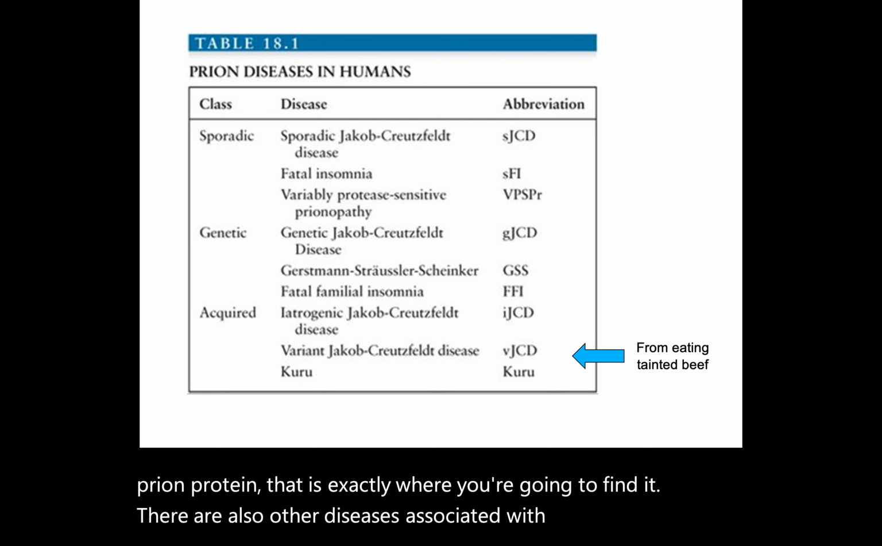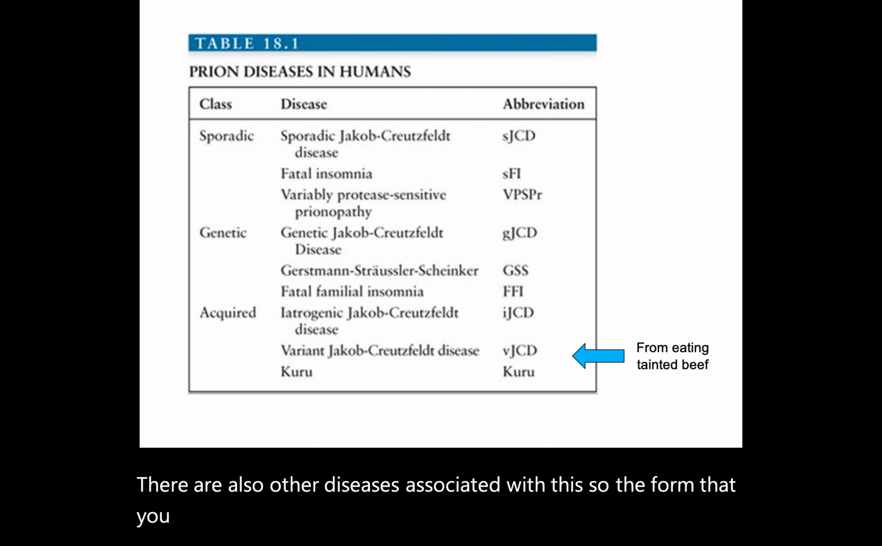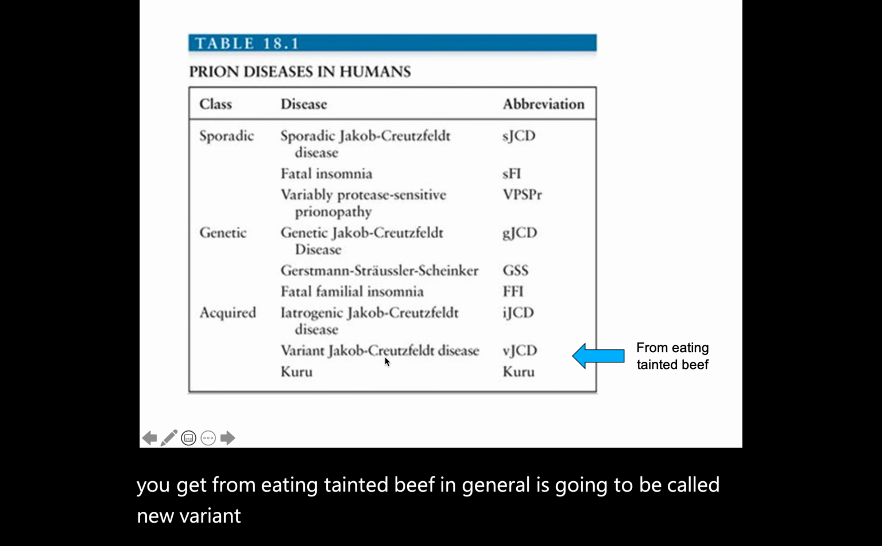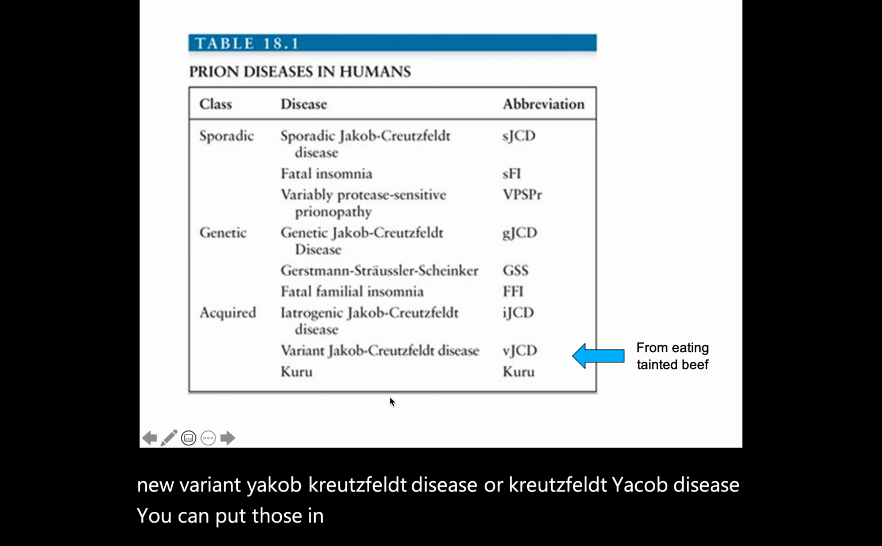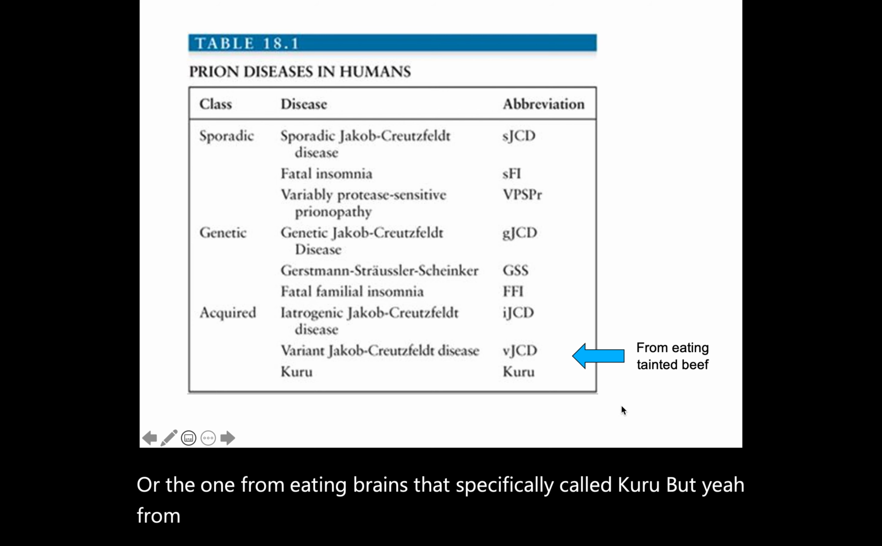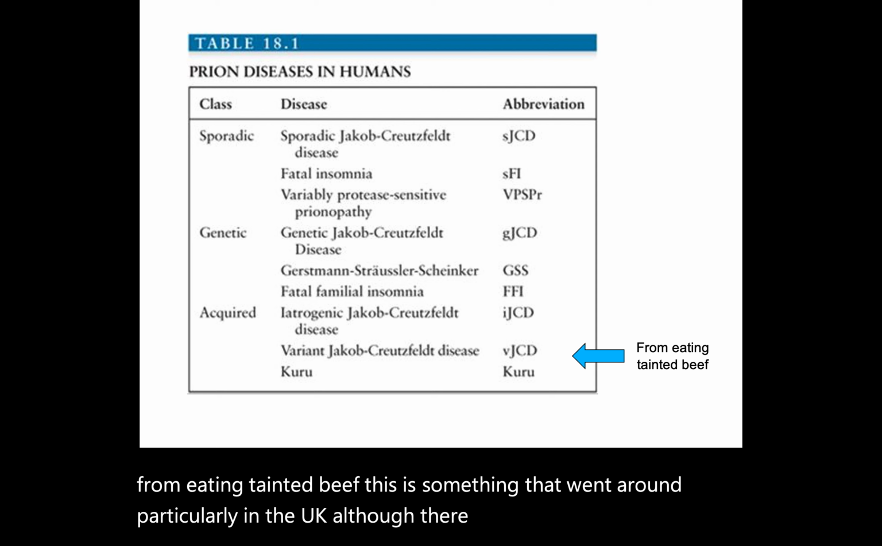So the form that you get from eating tainted beef in general is going to be called new variant Creutzfeldt-Jakob disease or Jakob-Creutzfeldt disease. You can put those in either order. So new variant CJD or JCD, or the one from eating brains, that's specifically called Kuru. But yeah, from eating tainted beef. This is something that went around particularly in the UK, although there were some cases in the US.